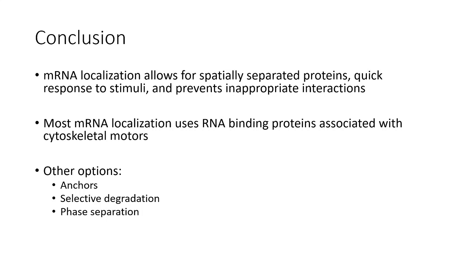In conclusion, mRNA localization allows for spatially separated proteins, quick response to stimuli, and prevents inappropriate interactions in the cell. Most mRNA localization uses RNA binding proteins associated with cytoskeletal motors that drop off mRNA in the correct spot in the cell. Cells can also use anchors, which will hold passing by mRNA, selective degradation, which will destroy RNA that is not in the correct part of the cell, and phase separation, which holds and separates mRNA from the rest of the cell via membraneless organelles.